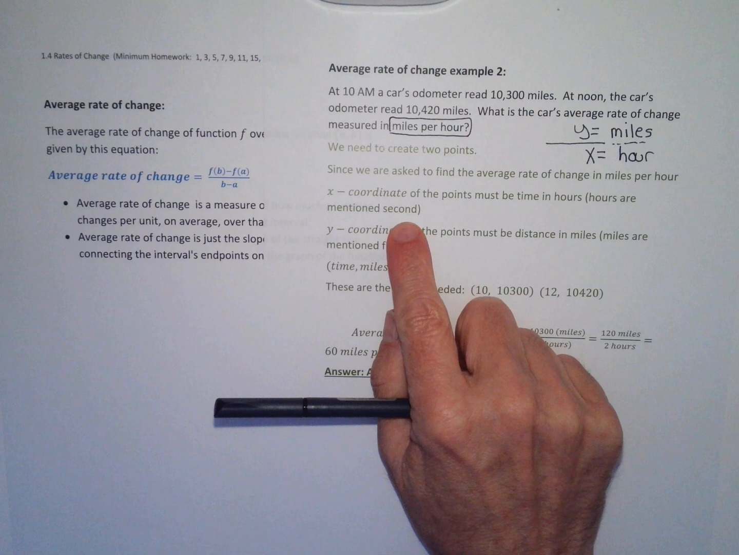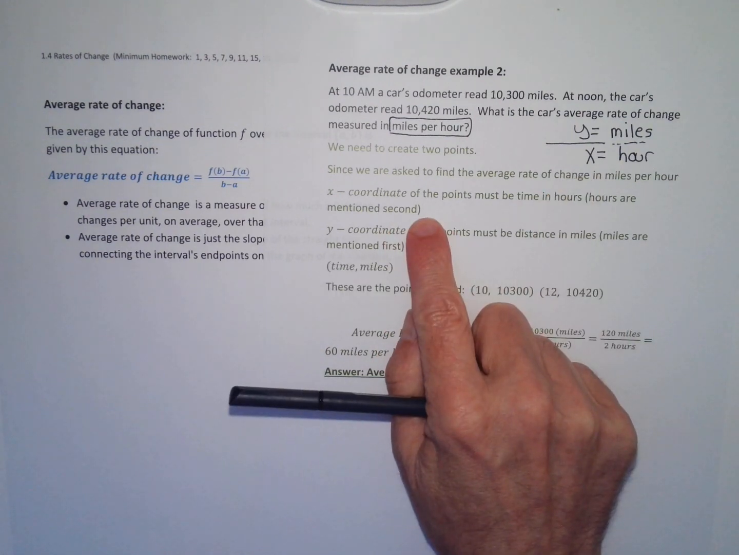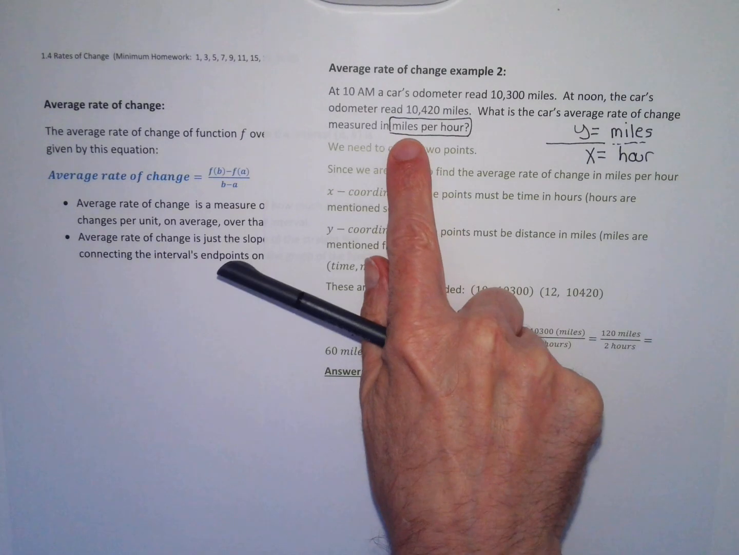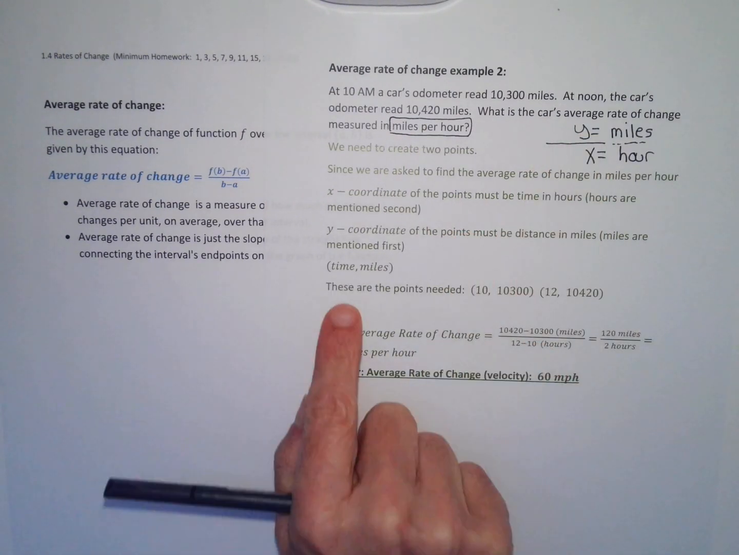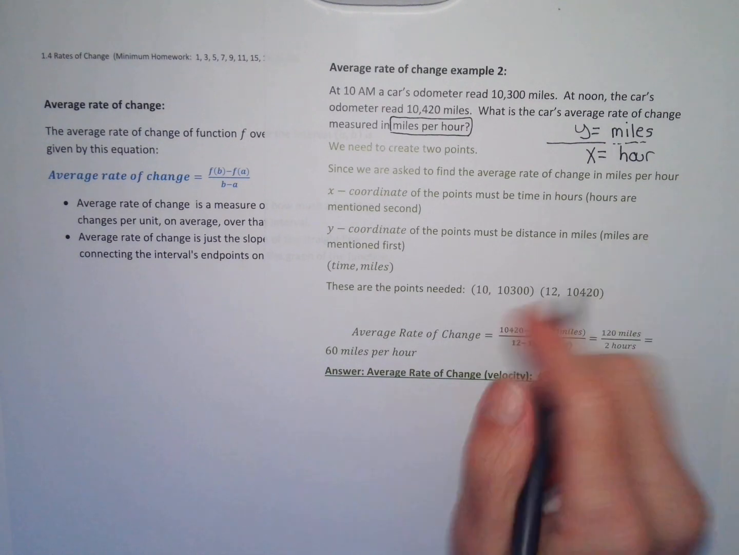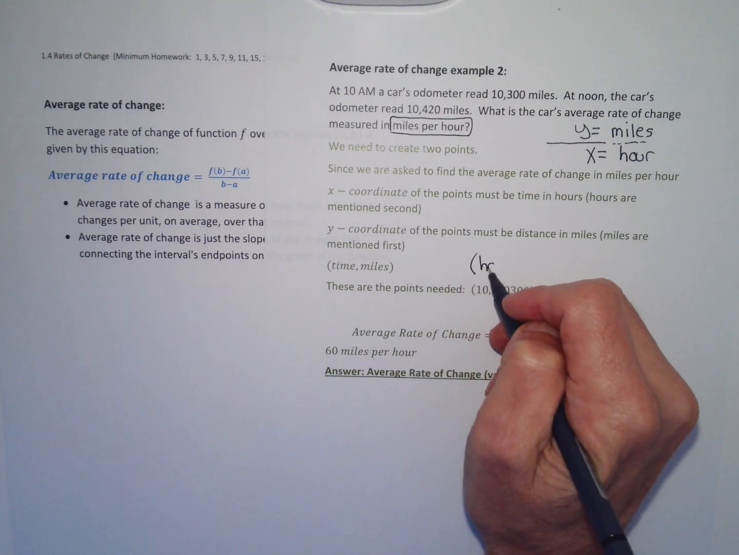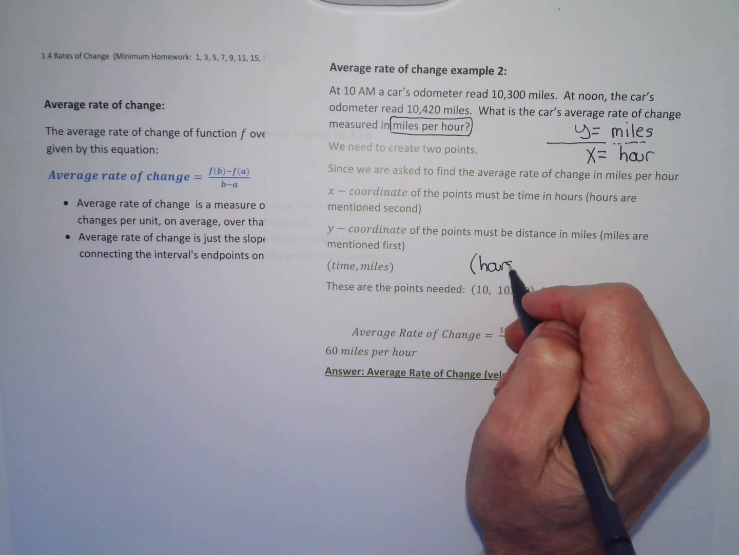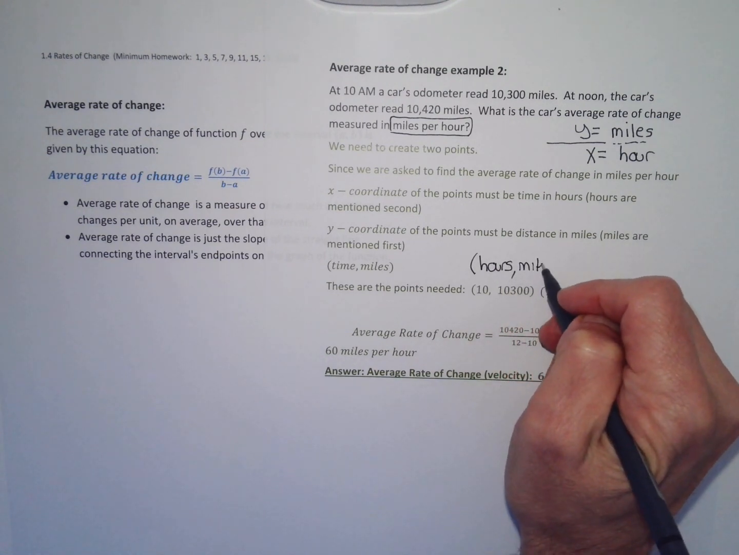The hours are mentioned second, so it goes in the denominator. The units, hours, need to be the x's. The first unit mentioned is miles. It goes in the numerator. It has to go first. So I need to create 2 points. The time is going to be in hours. That's going to be the x's. And the y's are going to be some odometer reading in miles.